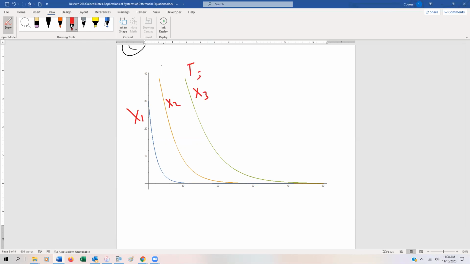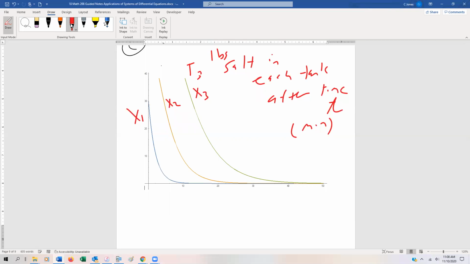So this is the amount of salt in each tank after time t. Okay, and that's in minutes, remember, and the salt is in pounds. All right, so just making sure we understand what we're actually looking at. This is going to be our value for x1, x2, or x3. So this is the amount of salt, and this is the time. All right, so right here, it looks like it's almost touching the graph.